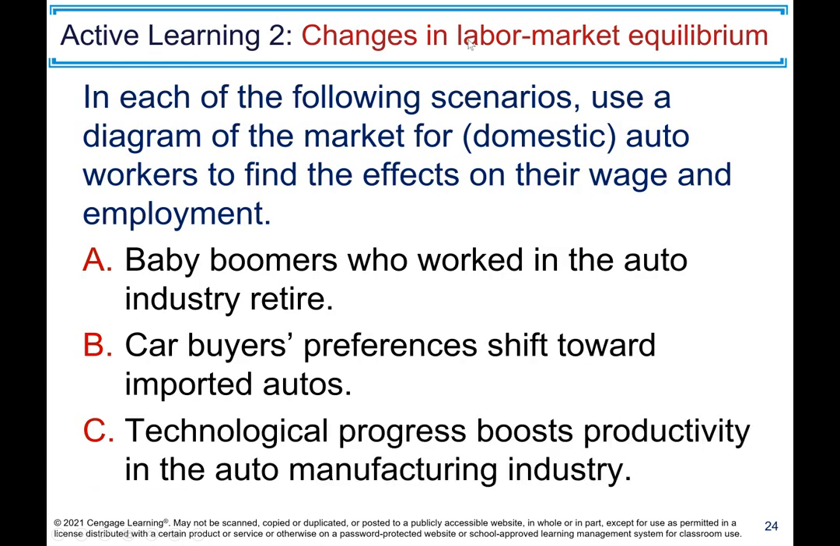Active learning 2, changes in labor market equilibrium. In each of the following scenarios, use a diagram of the market for domestic auto workers to find the effects on their wage and employment. Number A, baby boomers who worked in the auto industry retire. Number B, car buyers' preferences shift towards imported autos. Number C, technological progress boosts productivity in the auto manufacturing industry.